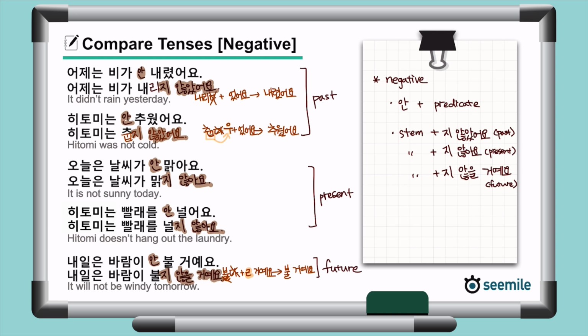Now repeat after me. 어제는 비가 안 내렸어요. 히토미는 안 추웠어요. 오늘은 날씨가 안 맑아요. 히토미는 빨래를 안 널어요. 내일은 바람이 안 불 거예요.